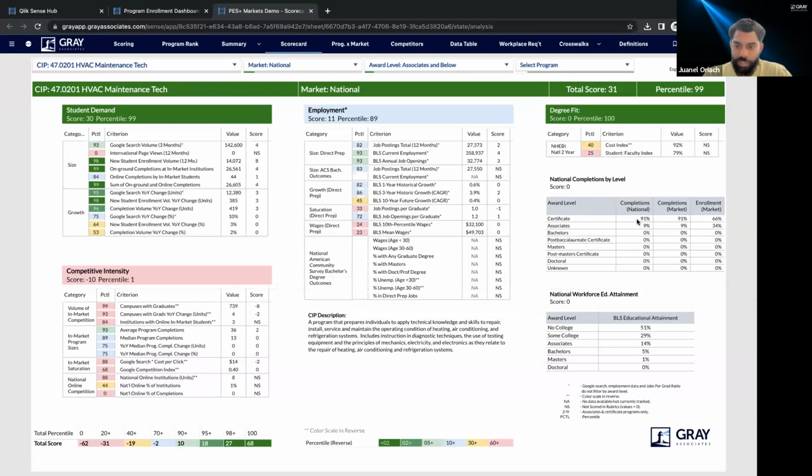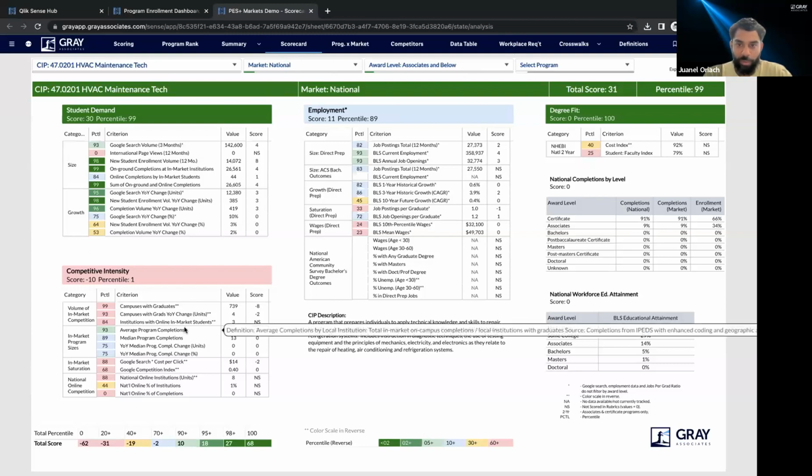And then also, this is a program that's almost exclusively certificate. I'd be curious to see any trends associated with these associate-level certificates. Are they going up? Are they going down, for example? And I see a question: how are the points calculated to equal the score? That's going to be dependent on the scoring system that we have in place.